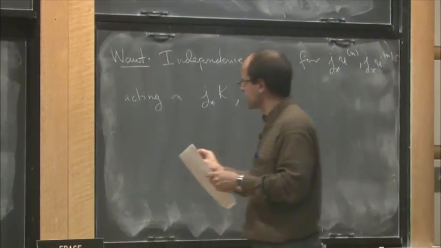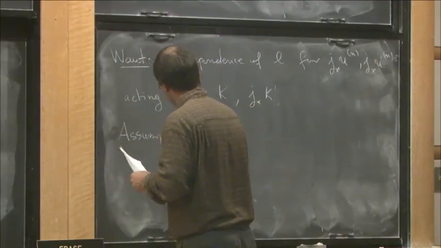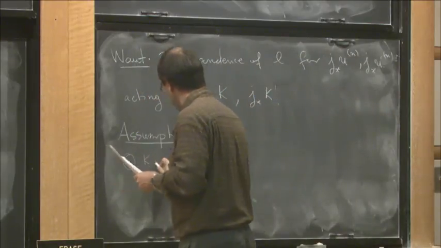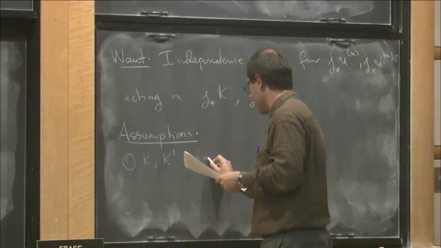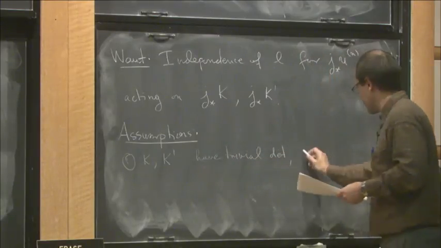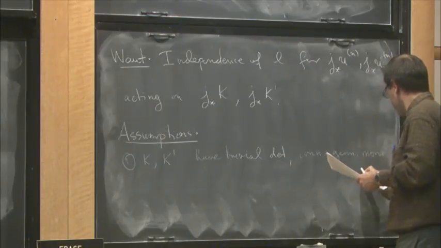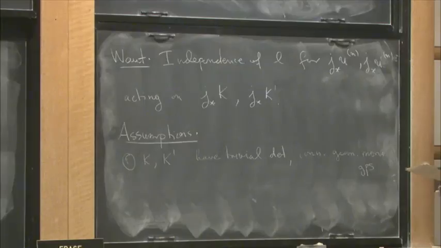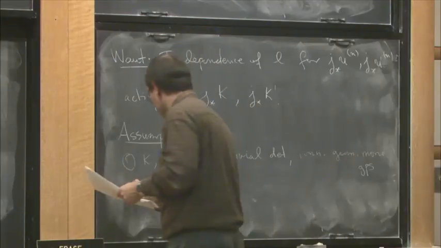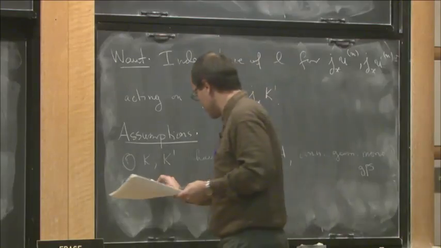So let me say some assumptions. Let me assume K and K prime have trivial determinant and connected geometric monodromy groups. So again, not too serious a condition. And second is a condition maybe I won't spell out in detail, but I need some kind of unipotent local monodromy.